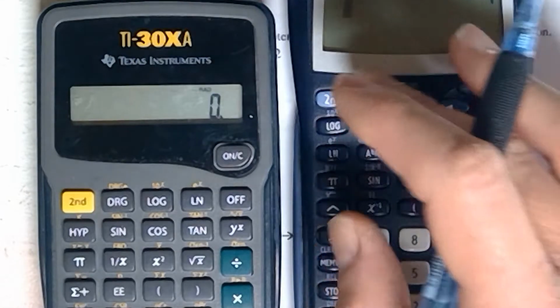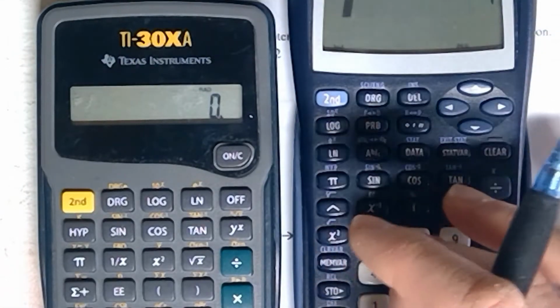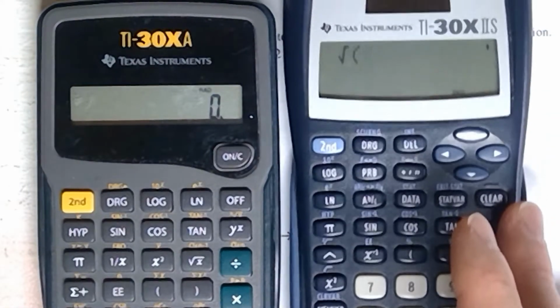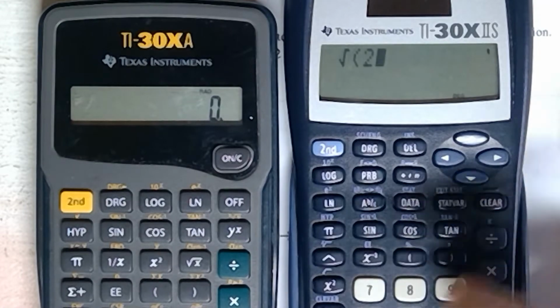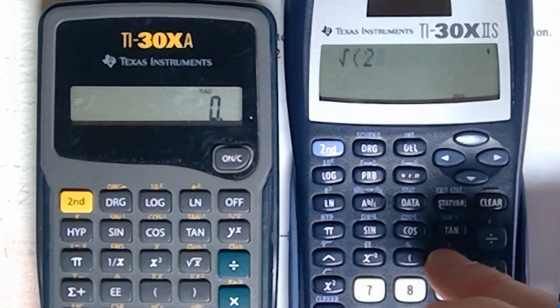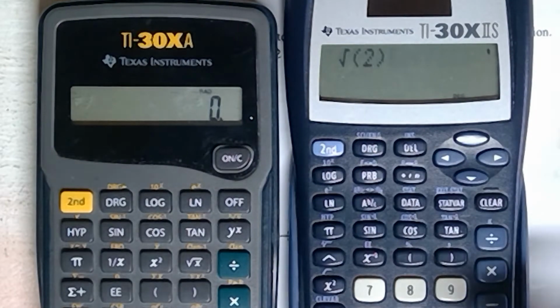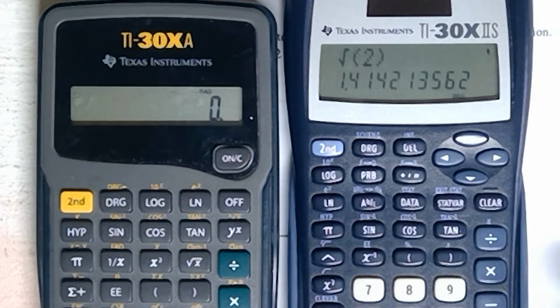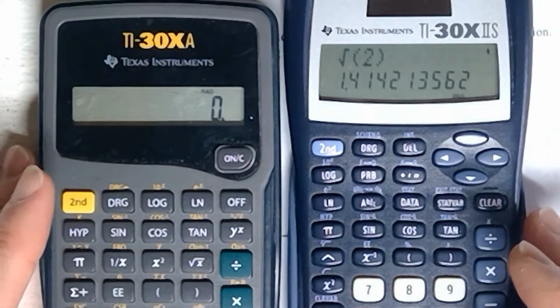And so it's above the button, so I need to activate it by hitting the second key there. But I see how I've got the radical on the screen there. I then put the 2, and since they opened up a bracket, they always do that on this calculator, close it up. All brackets that are open must be closed. And then it gives you the answer right there. I'll talk about what that means here in just a moment.